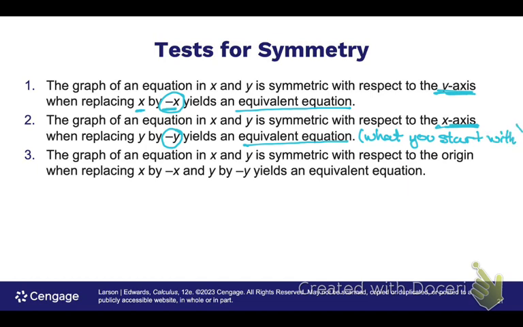Okay. And for the origin, guess what? You replace both. You will need to test for symmetry.